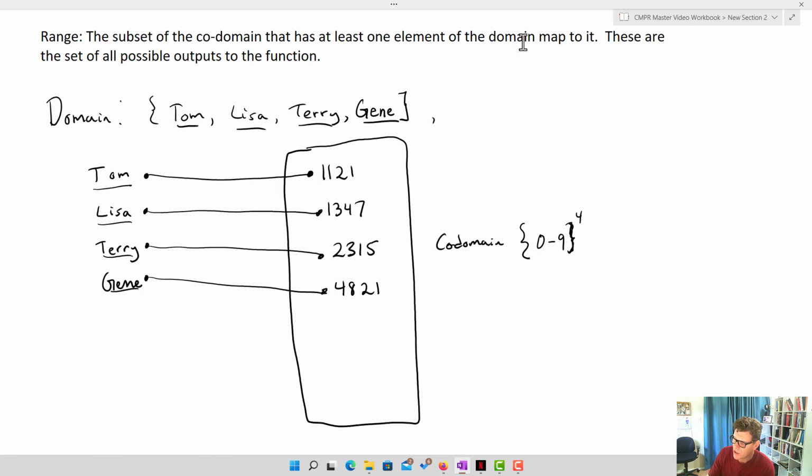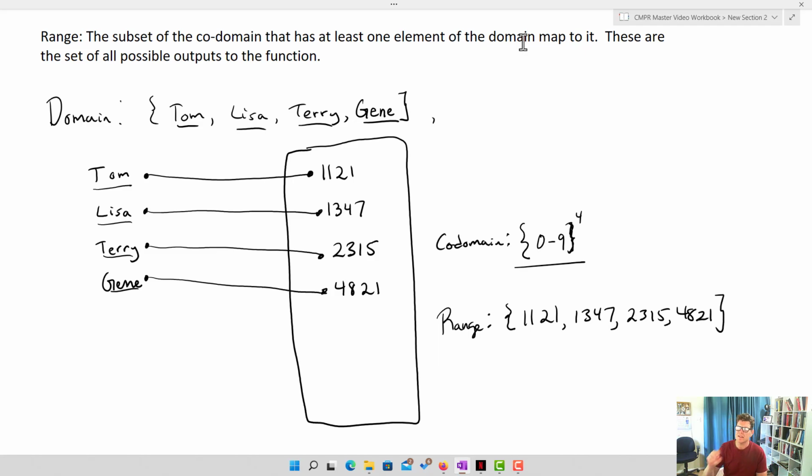Now notice that this is not, in fact, the entirety of the codomain, right? We had a set of strings from 0 to 9 with a length of 4. And so consequently, what we're going to say is, okay, well, the range is this subset, and the range is going to end up being 1121, 1347, 2315, and 4821. So it ends up being everything that, in fact, this function maps to. All right, and that's it. That's the range.